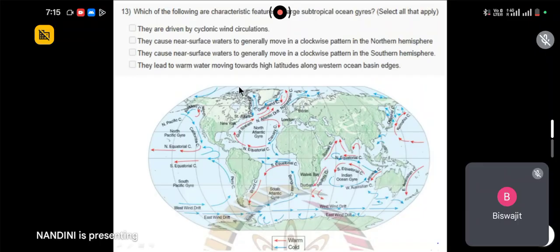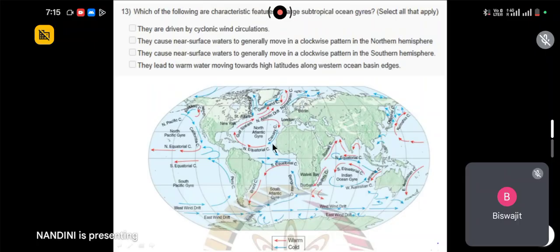If you see along the eastern coast of North and South America, we have warm currents like the Gulf Stream, North Equatorial Current, etc. Along the western coast of Africa, we have the Canary Current, which is a cold current. So eastern coastal currents are generally warm, and the western coastal currents are generally cold.